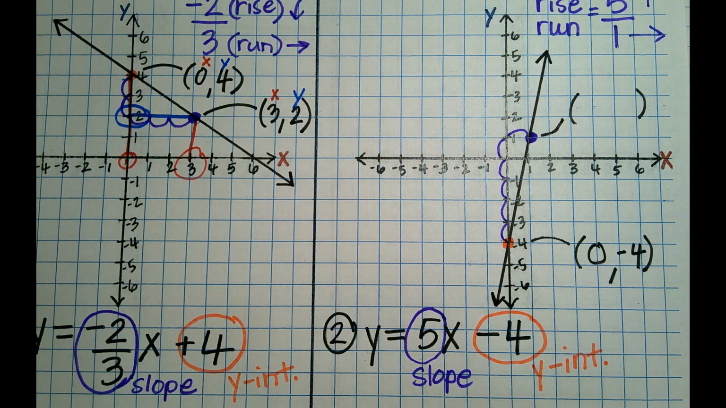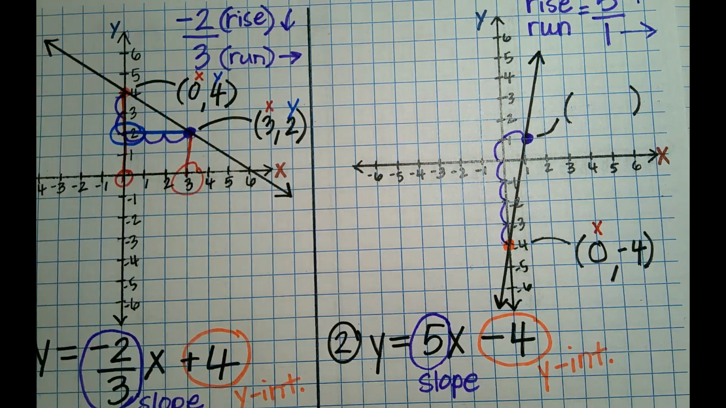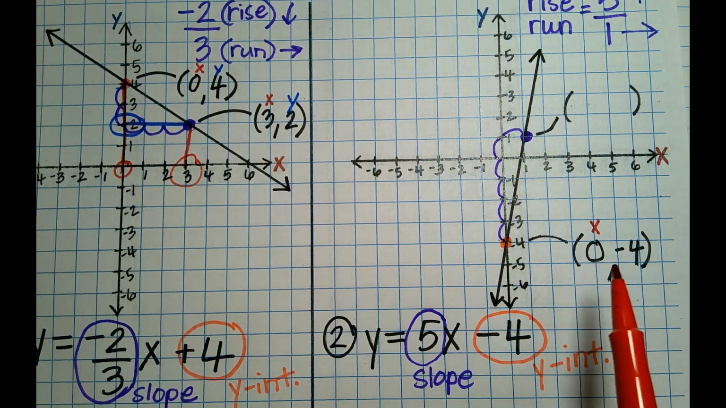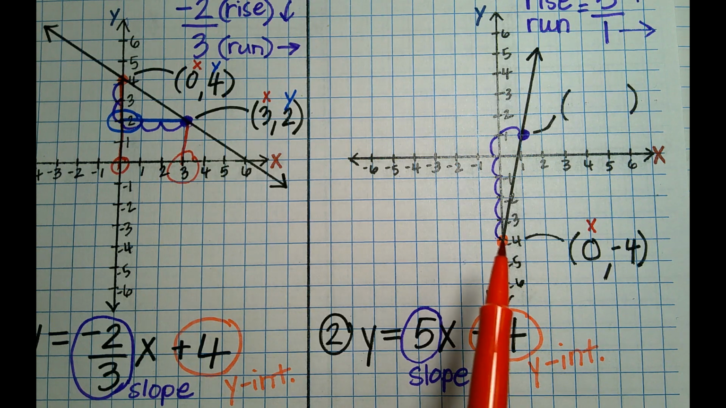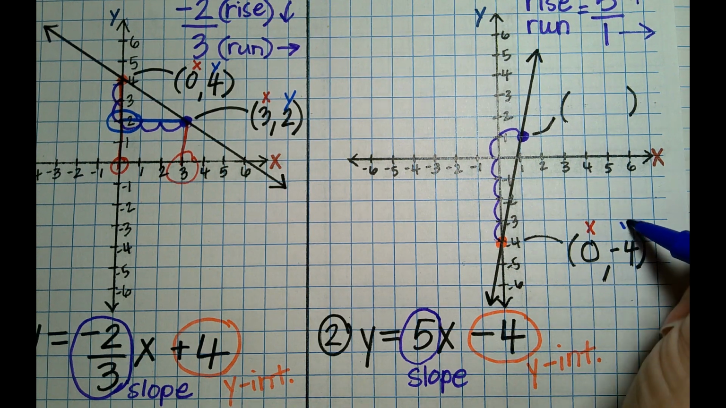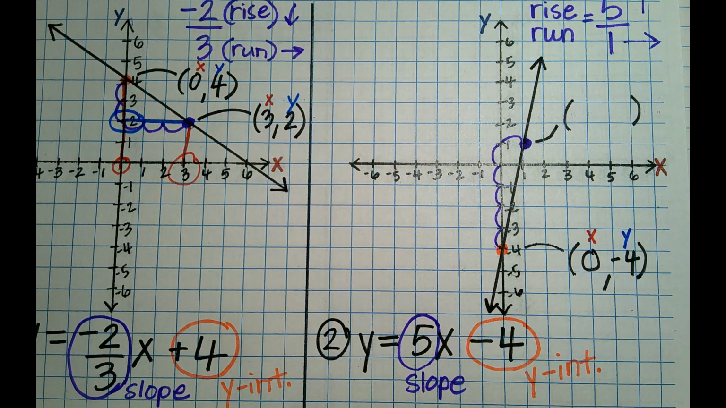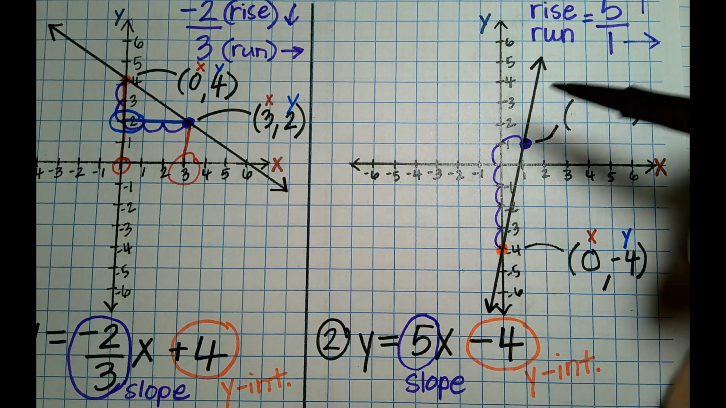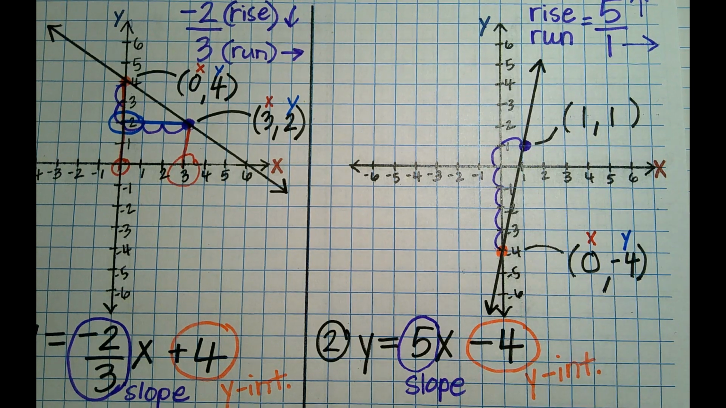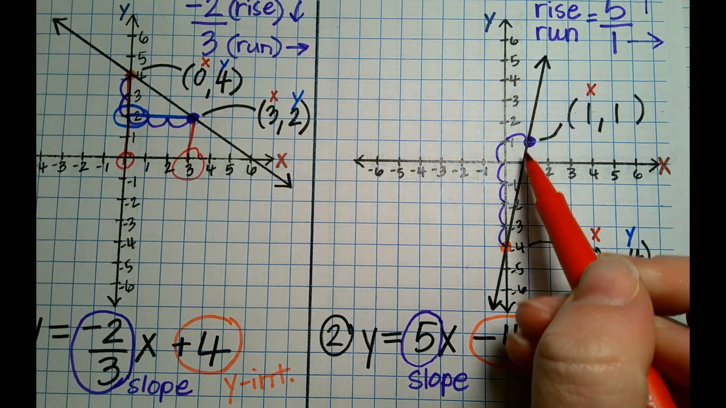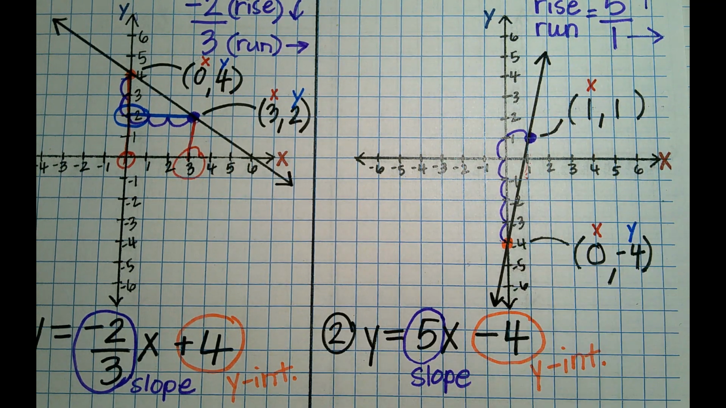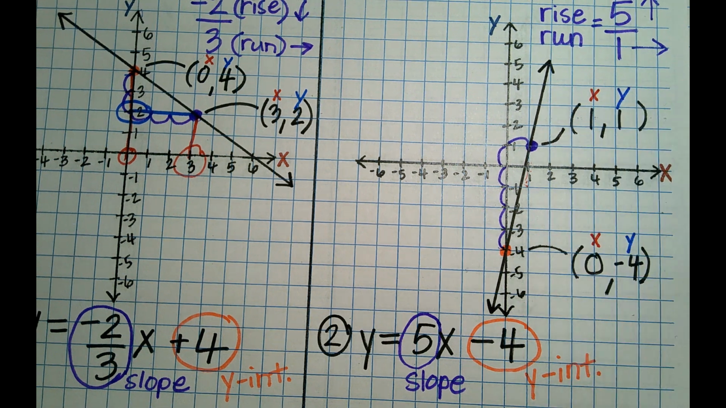Something you might notice is that every time we write the coordinate for the y-intercept, your x is always going to be 0 because it's touching the y-axis, so it's not over to the right or left any. And we'll talk more about that later on too. This point here is 1 and 1. We just know that it lines up with 1 on the x-axis and 1 on the y-axis. We see that here.